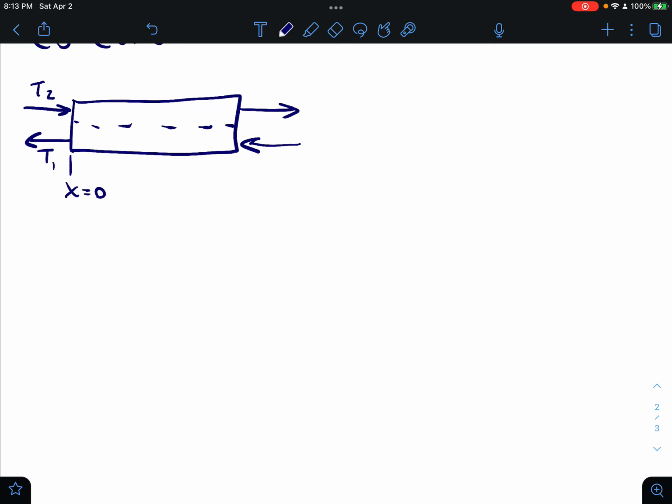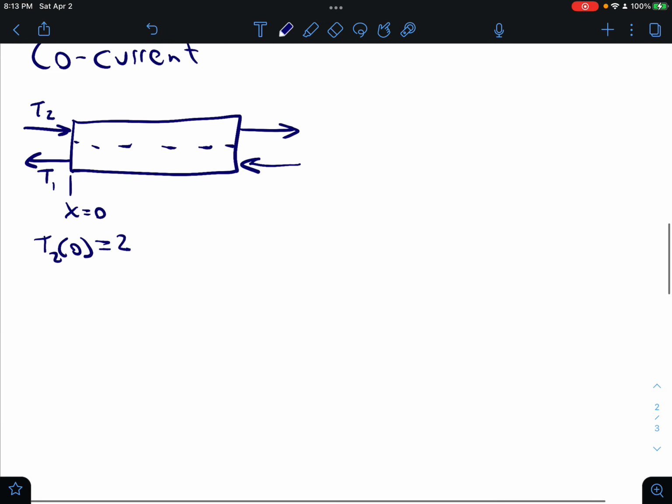At x equals 0, I know T2. And I'll use the same value. Let's call it 25. And remember how I said that normally an engineer would know the fluid temperature entering a system? Well, the other stream, T1, is entering the system on the other side. So I have the same amount of information here in the sense that I know temperature 2 at one position, I know temperature 1 at one position, which is the same amount of knowledge, or at least a similar amount of knowledge as in the co-current situation.